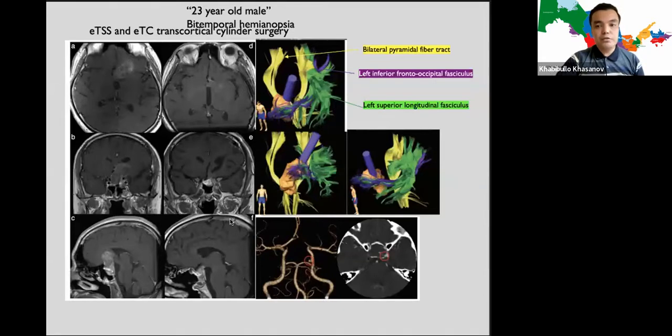The patient was discharged on postoperative day 10, with no complications, no neurological disturbance, no postoperative hemorrhage, and nothing else. The patient is now in the follow-up period, and there is no tumor growth.